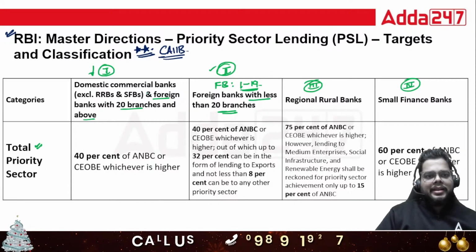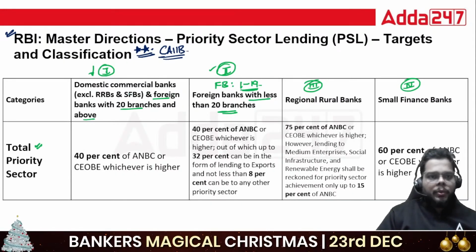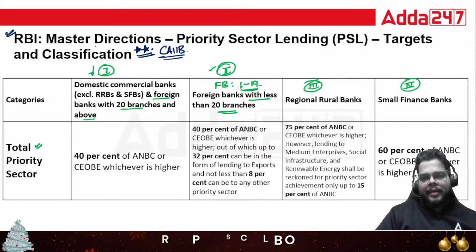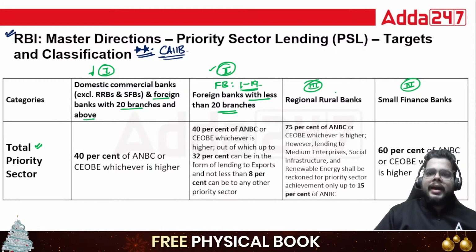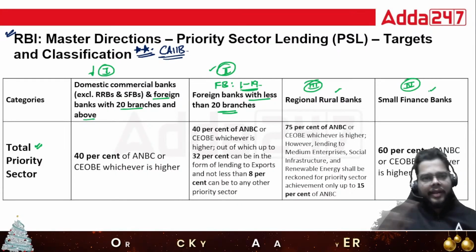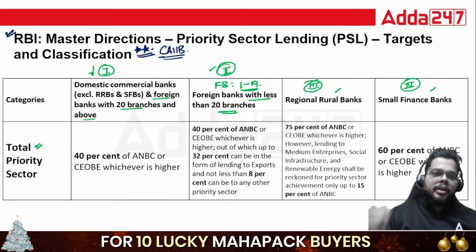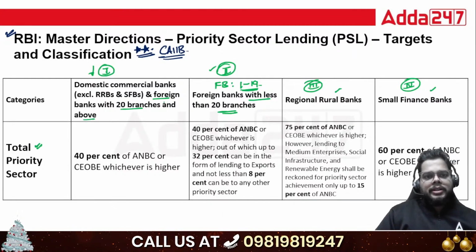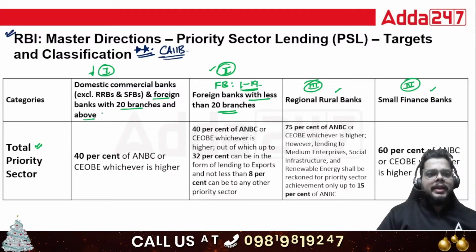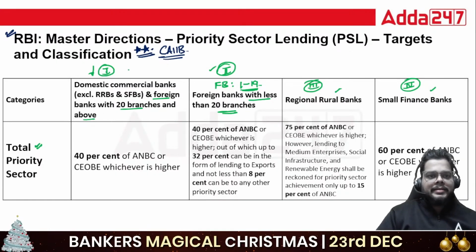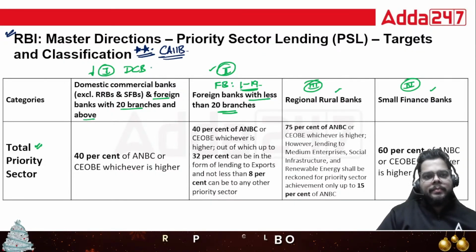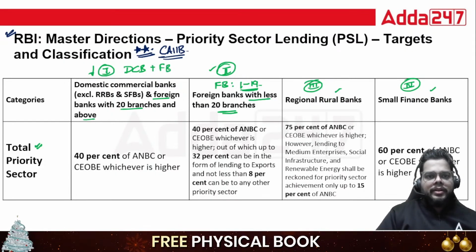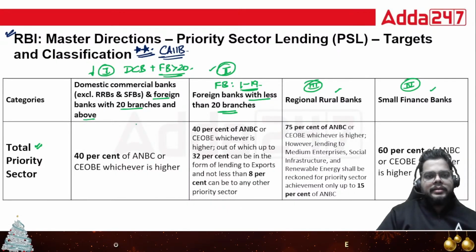Okay, so domestic commercial banks, we normally say that they include RRBs and SFBs, but in the master directions issued by RBI, RRBs and SFBs have their own category. They are not included here in category one. Domestic commercial banks and foreign banks with 20 and above branches, that is category 1: DCBs, excluding RRBs and SFBs, plus foreign banks with more than 20 branches.